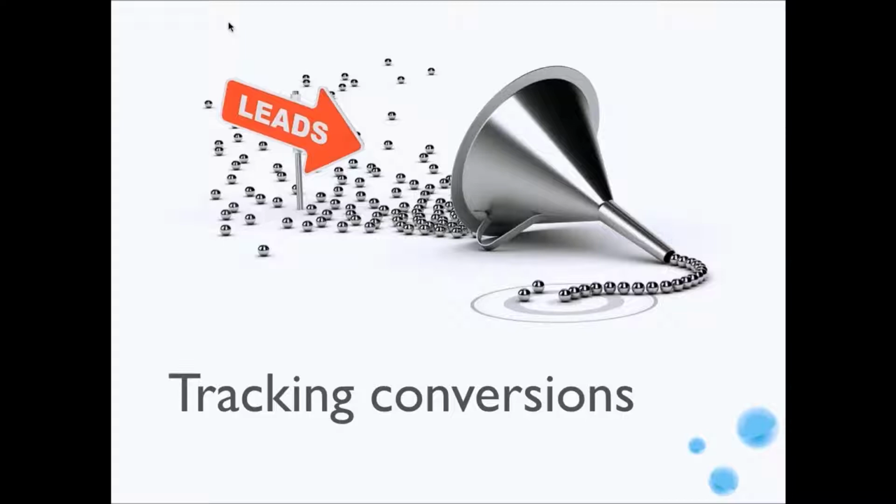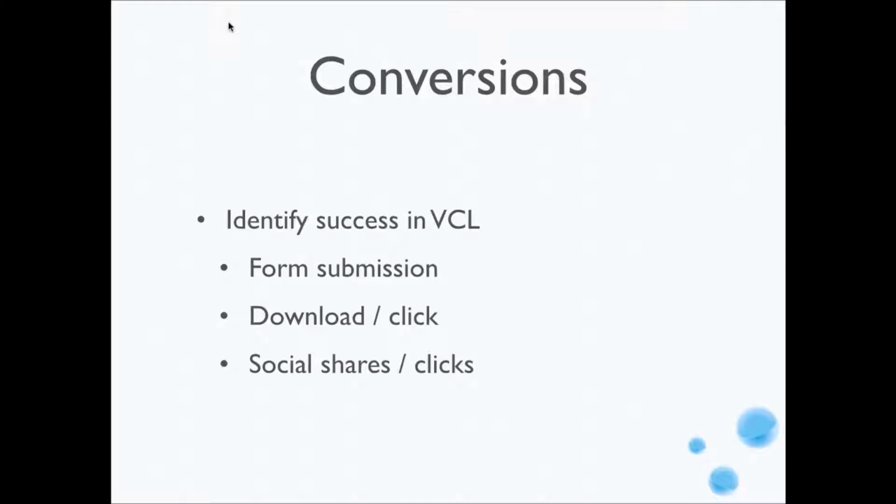The final piece of the puzzle is tracking conversion. Conversion is what you actually want to measure. Every website has a goal or a sub-goal of some sort. It can be different things, but basically what you're trying to influence is how these conversions are happening. You need to identify them in VCL in order to track them in VCS. Good examples of conversions can be form submissions. I think that's the most common one. You end up on a landing page, and it asks you to sign up for a webinar or something.